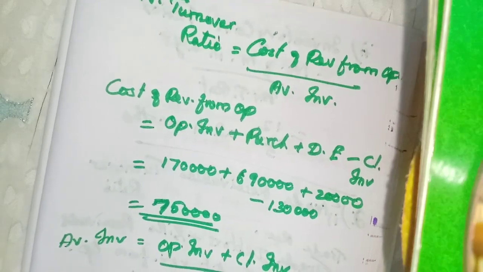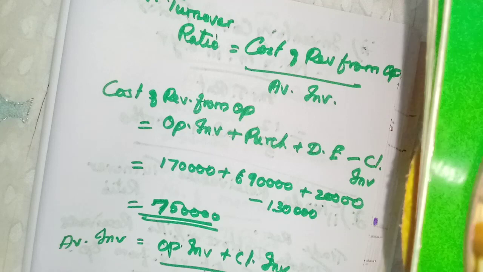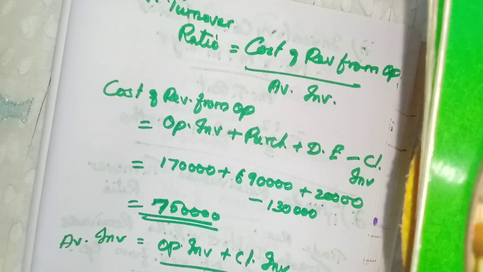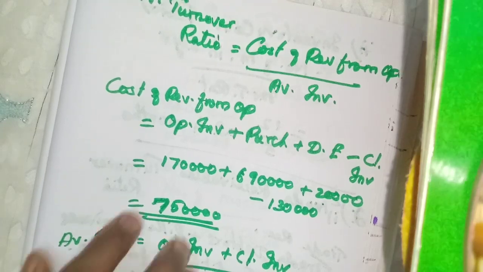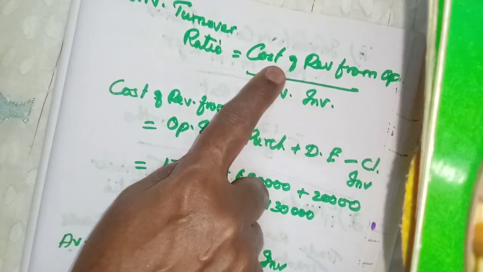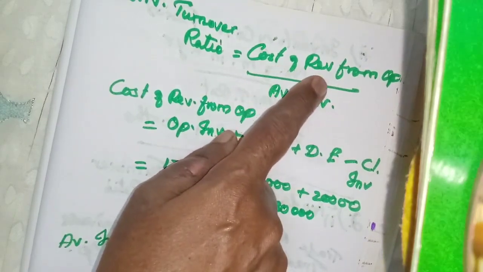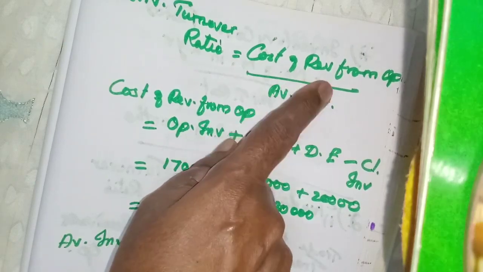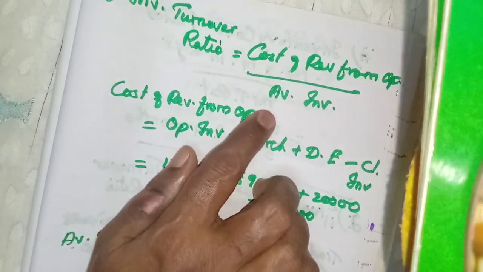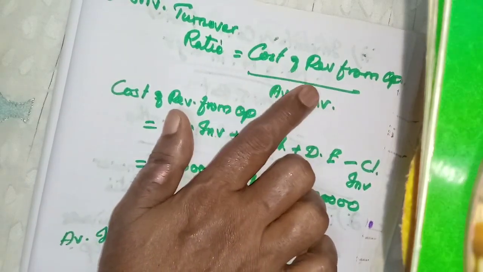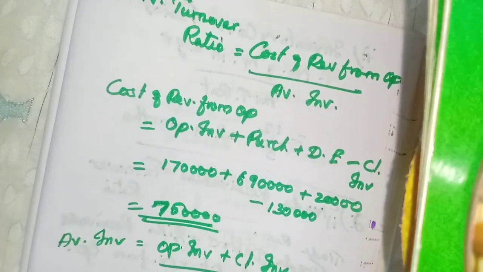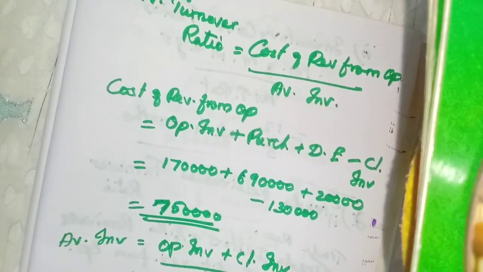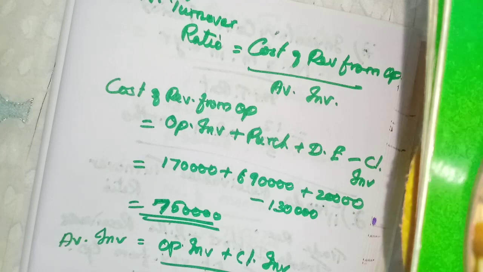But at the top, what we have to write, the numerator? For the first one, the inventory turnover ratio, we are writing the cost of revenue from operation. Here actually turnover means sale, revenue from operation, but we write cost of revenue from operation. You don't forget this one. So inventory, and what is the cost of goods sold? Cost of revenue.